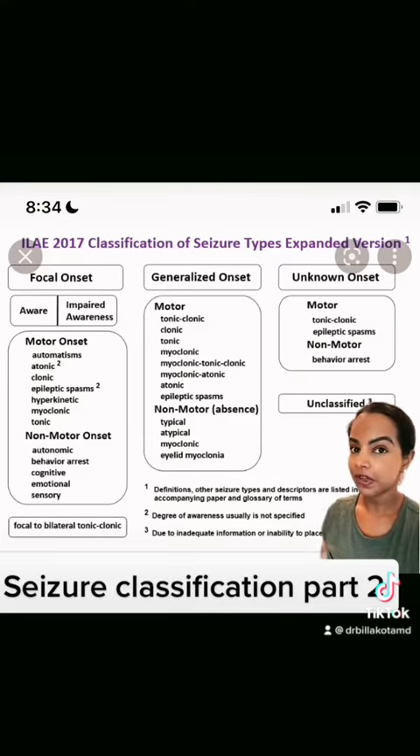Motor seizures can be further subdivided into tonic-clonic, clonic, tonic, myoclonic, myoclonic tonic-clonic, myoclonic atonic, atonic, and epileptic spasm. If you don't know what those are, leave a comment in the review and I will review them.